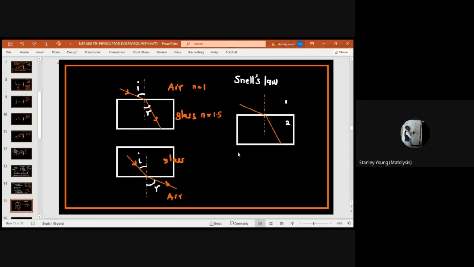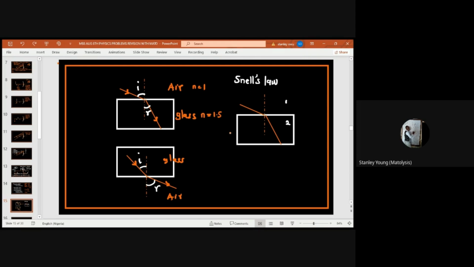Summary: when a ray travels from a less dense medium to a denser medium, the line of refraction comes close to the normal. When it travels from a denser medium to a less dense medium, the line of refraction goes further from the normal. The word normal means at an angle of 90 degrees. This line here is making an angle of 90 degrees to the boundary.